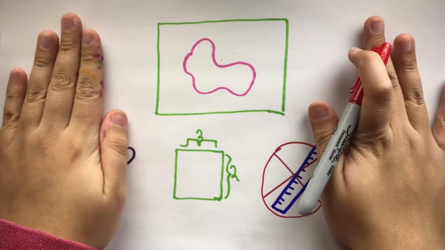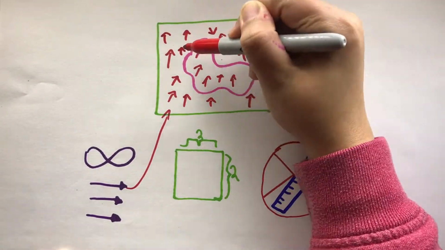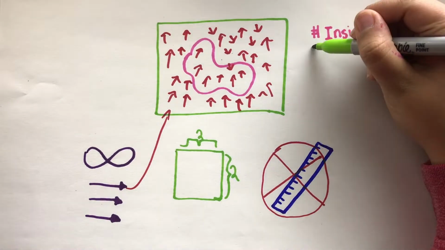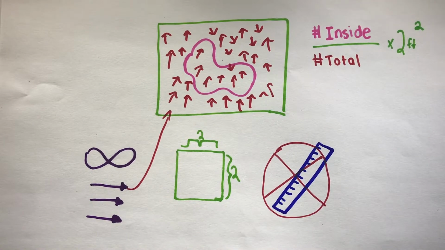Try blindly, or for our case, randomly, shooting darts at it. If you were to count the number of darts in the bullseye and divide by the total number of darts, you can get an approximation of the target to board area ratio.